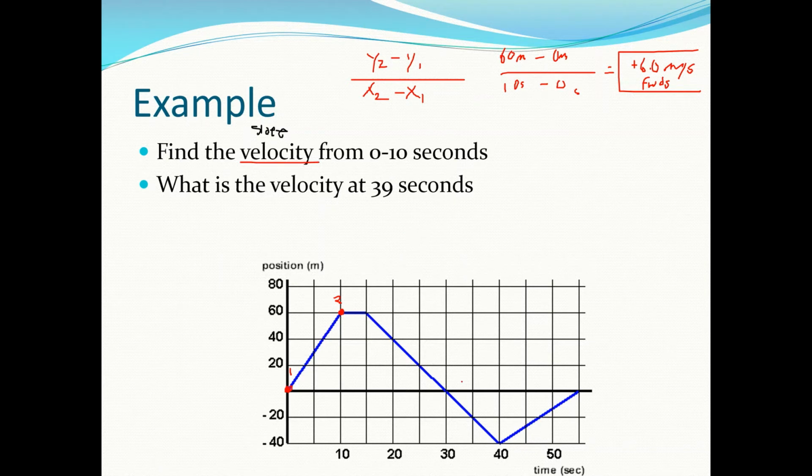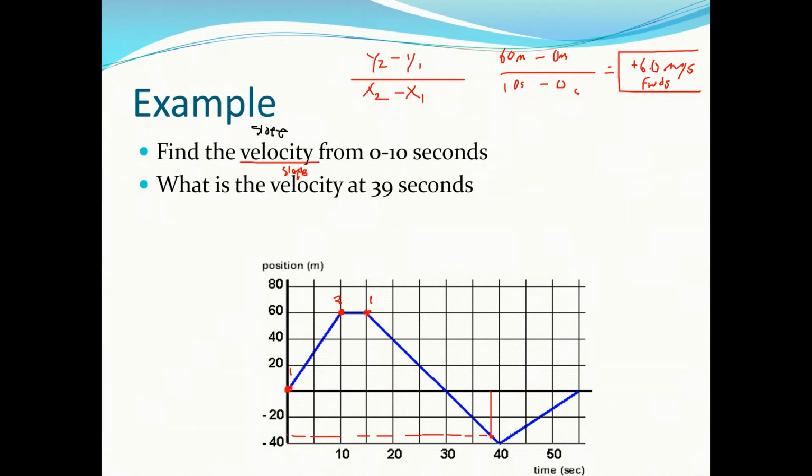What a lot of students will do is they'll find 39 seconds, and they'll be like, okay, there's 39 seconds, and then for some reason they find the y value. You shouldn't do that. Velocity is slope. So find slope. Never use v equals d over t on a graph because it doesn't work most of the time. Very few times it does work. So find the slope, right? During this whole section here, the speed doesn't change. So just use the start and the finish.